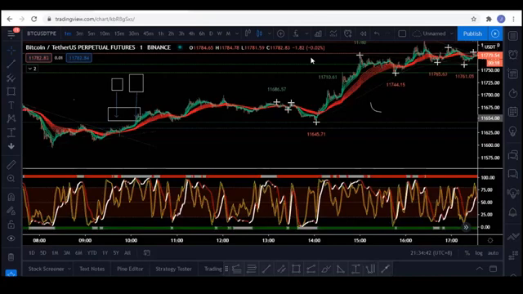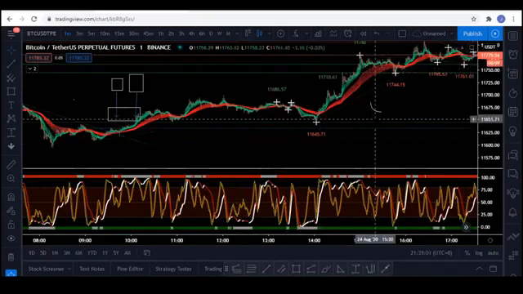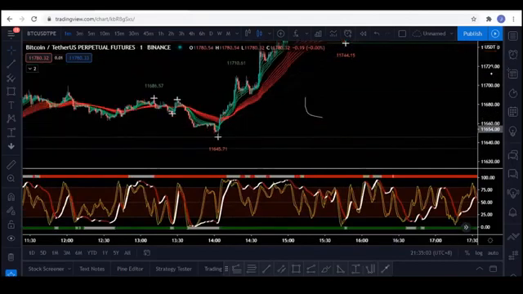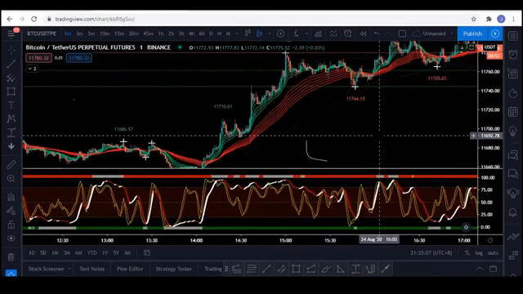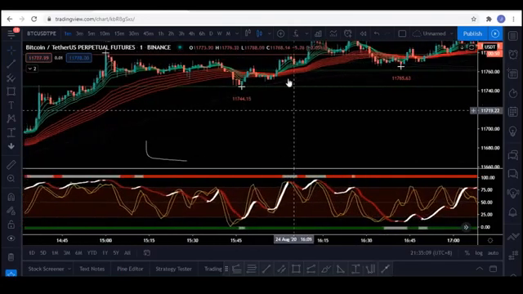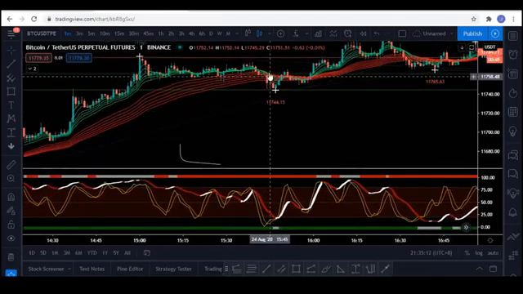Are there fake crossovers of the ribbon? I mean, I went long on the crossover, then the price went down. Is a fake crossover of the ribbon possible? No. There is no fake crossover, but there is a weak trend. It will not cross. There is no fake. This one is a weak crossover.